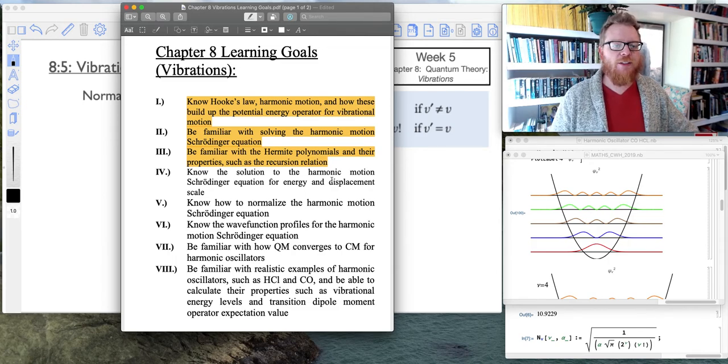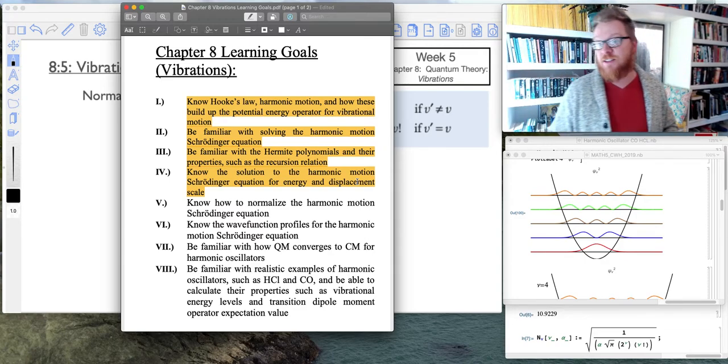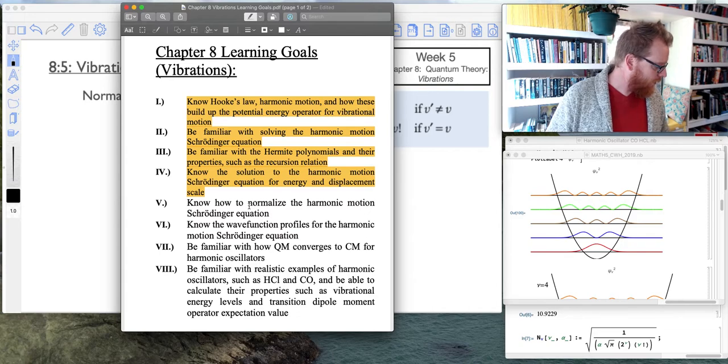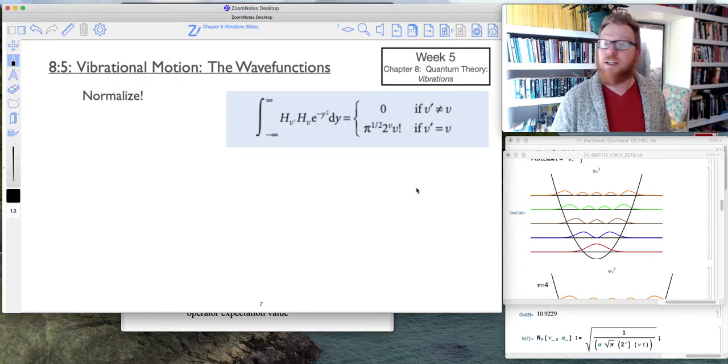Okay, so know the solution to the harmonic motion Schrodinger equation for energy and displacement scale. So that's kind of being able to recognize those equations, you know, E equals nu plus 1/2 times h bar omega. Also, we recognize that the oscillator frequency is the square root of kF divided by m. And I also talked about this displacement scale, this term alpha, how that really sets our displacement scale. Okay, and so now what's coming next is how to normalize the Schrodinger equation for this simple harmonic oscillator model. So let's do that, okay?